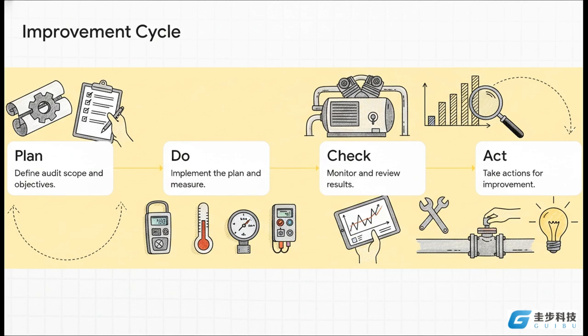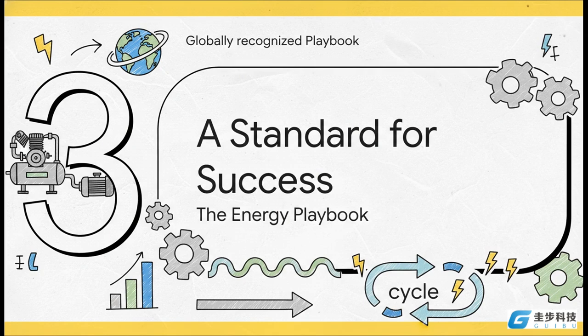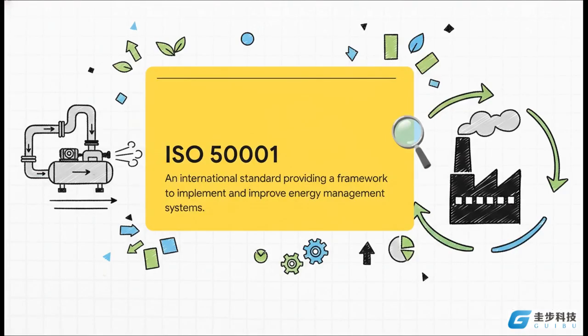See, it's a loop. So this whole plan, do, check, act thing, it's not just some good idea someone came up with. It's actually the backbone of a globally recognized playbook for managing energy. And that playbook is called ISO 5001. You might have heard of ISO standards before. Well, this one is all about energy. It's basically an international rulebook that gives any company, big or small, a proven step-by-step framework to manage their energy use. So instead of just guessing or trying random things, you have a solid, repeatable system designed for long-term savings.